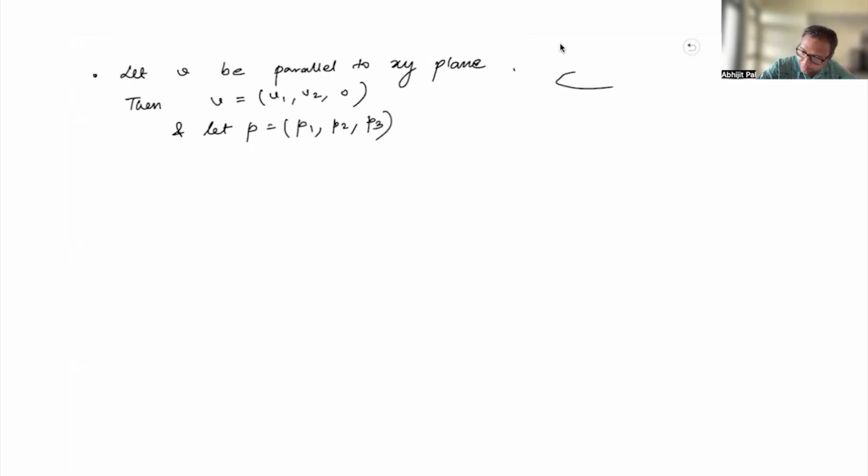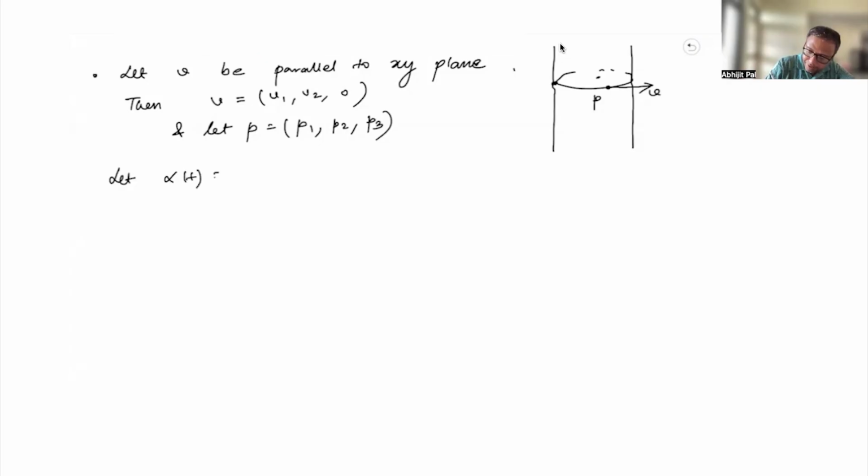Let me draw a picture. So this is my cylinder. Suppose this is my point P and I have this horizontal vector B. Now I want to find a curve on the cylinder which passes through P and whose velocity vector is given by the vector B at the point P.